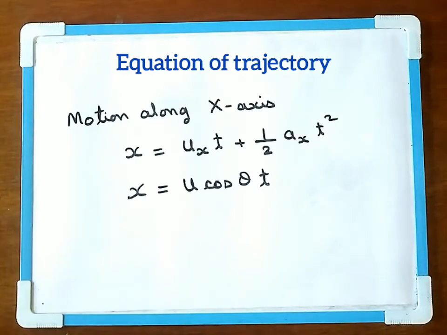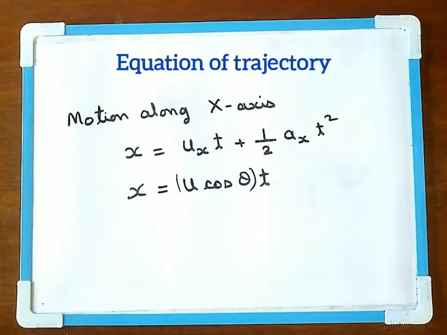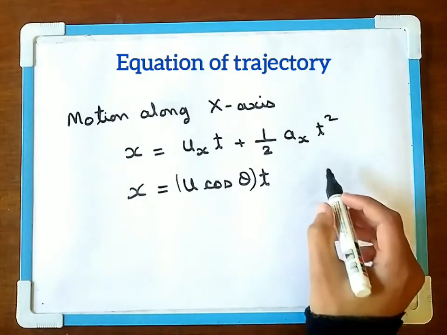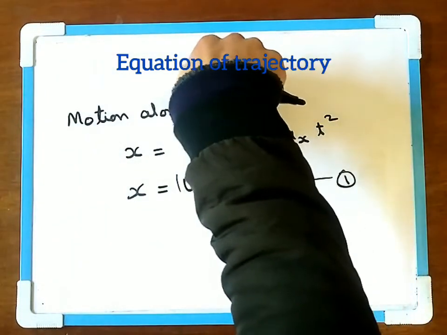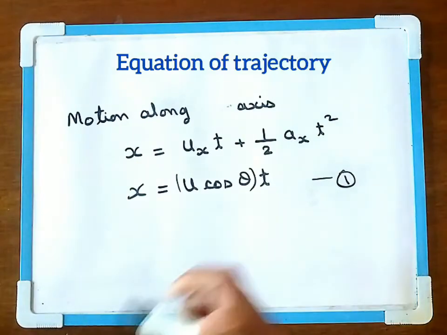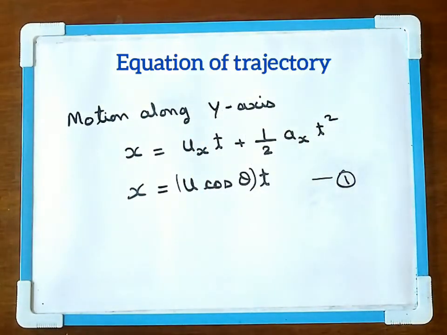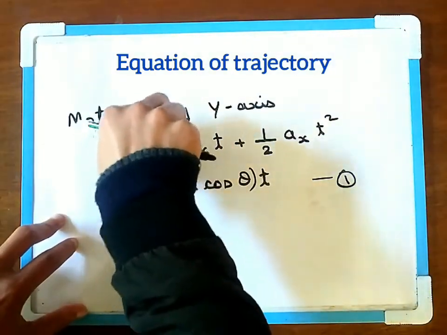So then we have x equal to u cos theta into t. So this can be taken as equation number 1. Now we come to motion along the y-axis. So here we have the y-axis. Now in the y-axis we will have y. Here it will be y.